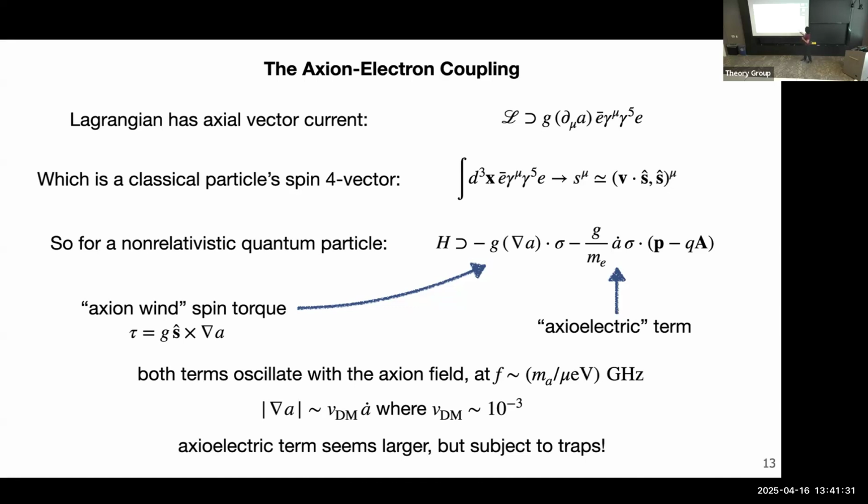Because it looks like the coupling to, say, an external magnetic field, it's pretty clear what it does. It will apply a torque to all the electron spins, and that torque depends on the spin direction across the gradient of the axion field. And then this other term is called the axioelectric term, and I'll discuss a lot more about what this term does in a second.